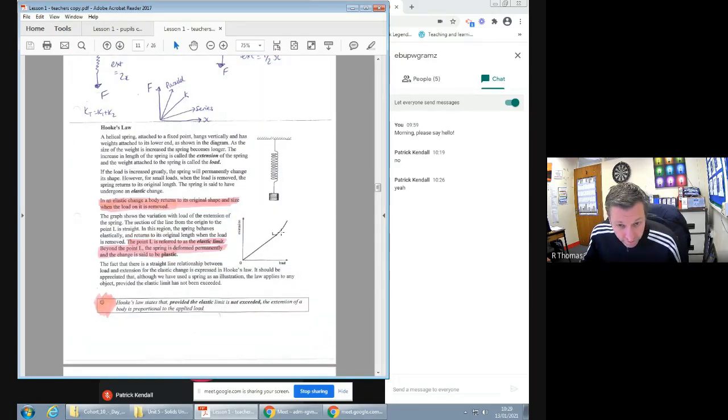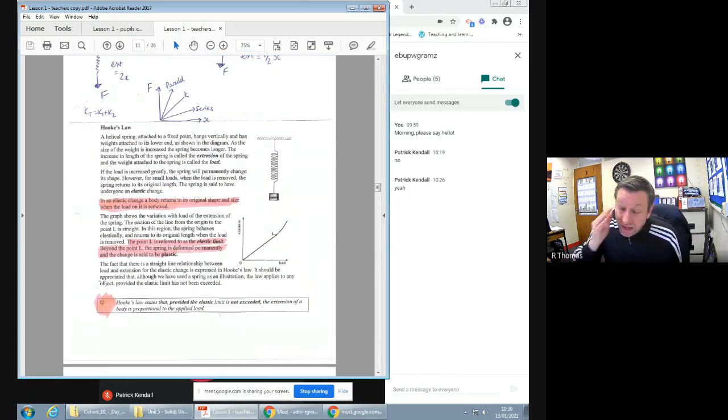Our graph went up and curved off to the right, and this graph seems to be going up and curving off to the left. And I'm hoping you've spotted, because they've tried to confuse us, that they've put the axes the other way around. They've put the extension up the y-axis and the force along the x. So be aware they could put either form of that graph on your exam. Either form of the graph could appear on the exam.